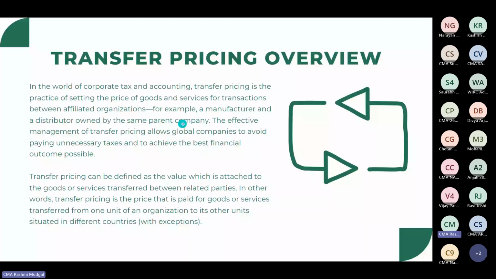So the effective management of transfer pricing allows global companies to avoid paying unnecessary tax, so that they pay a tax which is necessary, lawful and legitimate. They can't take unnecessary advantage either, and they don't want to end up paying unnecessary tax. They also want to get a good command over the truthfulness of the data.